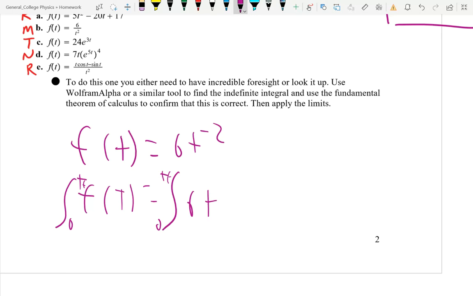T to the minus 2. What do we do? We first write it out, so 6t to the minus 2 dt. And then we figure out the rule for this one, which is the power rule: you raise the power by one and divide by the new power.